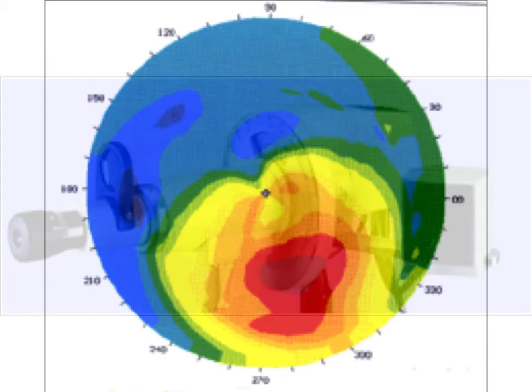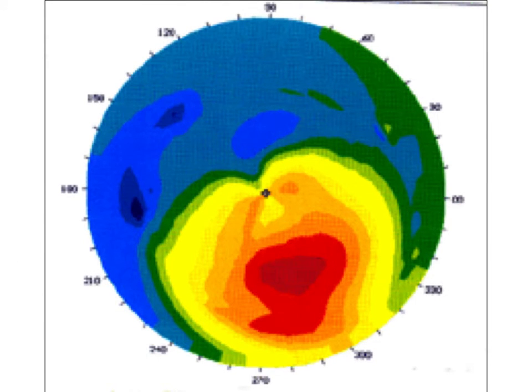Okay, so this is a topography of a patient. This is a patient with keratoconus. Red here means steeper, blue means flatter.